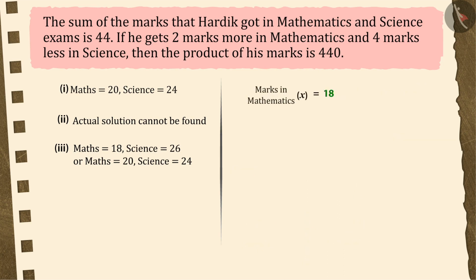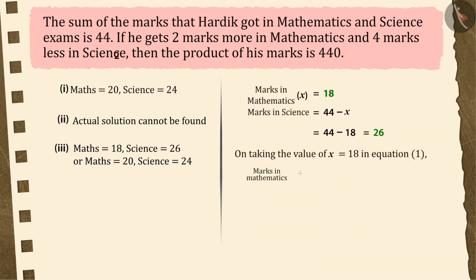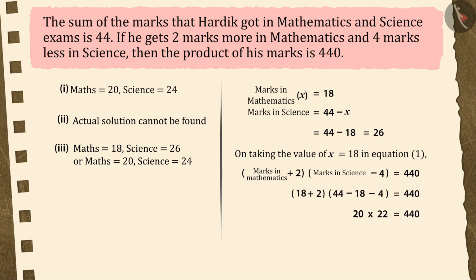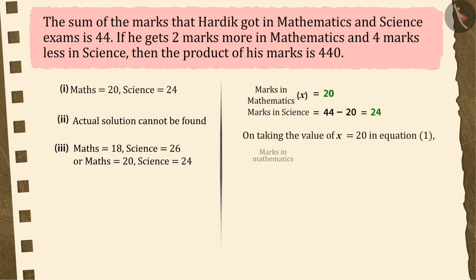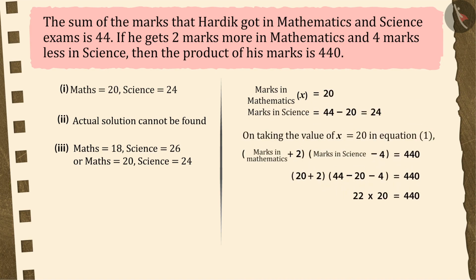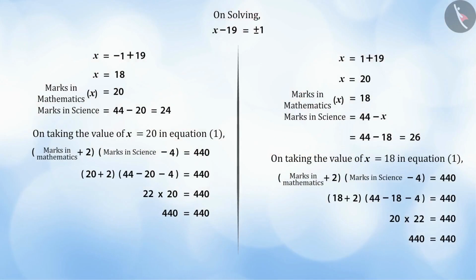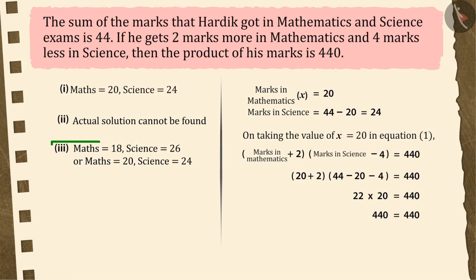If we take the value of x as 18, then we get 18 marks in mathematics and 26 marks in science, and they satisfy the conditions given in the question. And if we take the value of x as 20, then we get 20 marks in mathematics and 24 marks in science, which once again satisfies the given conditions. So we can say that there are two possible solutions to this question, 18 or 20, and that is how they could have got either of these marks. Hence, option 3 is the correct answer.